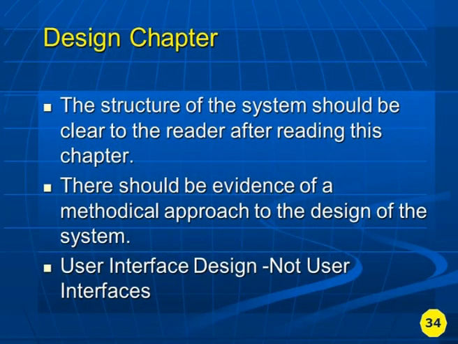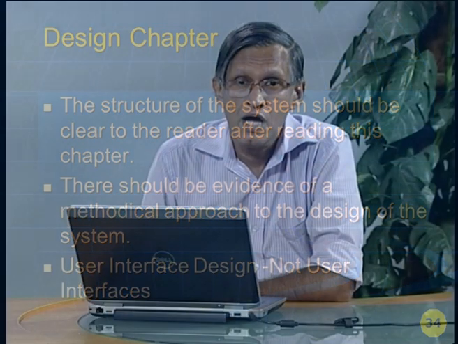And then in your design chapter, the structure of the system should be very clear to the reader after reading the chapter. So you should include things that make the structure very clear, and there should be evidence also of a methodical approach to the design of the system and the user interface design. It's very important that what you mean by user interface design is not just including the user interfaces. You include your user interfaces in the user documentation. Here you have to concentrate on the user interface design, what design decisions you have taken. If you have taken some major design decisions, you can indicate these things in your design section.